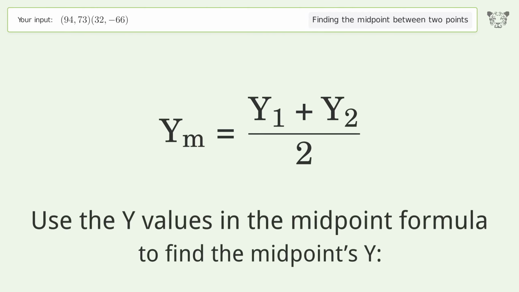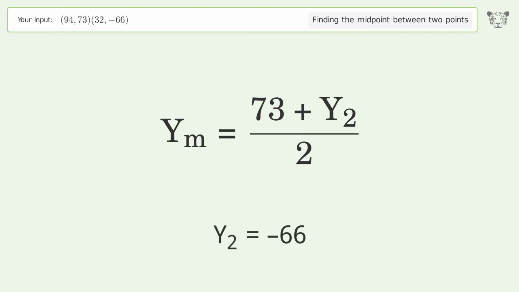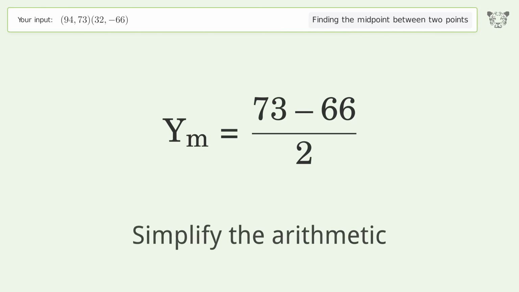Use the y values in the midpoint formula to find the midpoint's y. y1 equals 73. y2 equals negative 66. Simplify the arithmetic.